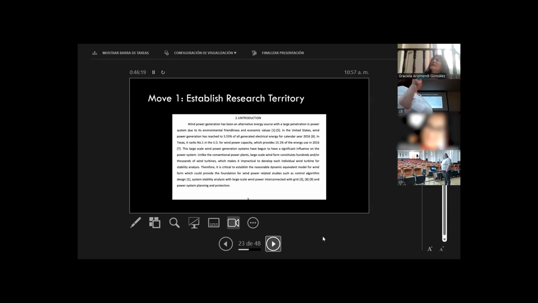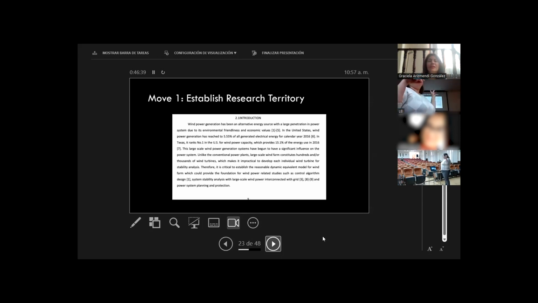Well, I think that is where it says this large scale wind until before therefore. Okay, this large wind power generation systems have begun to have a significant influence on the power system. Yes, that's one of them, right? Because it says, hey, these things have a big influence. It seems like everybody agrees upon that.